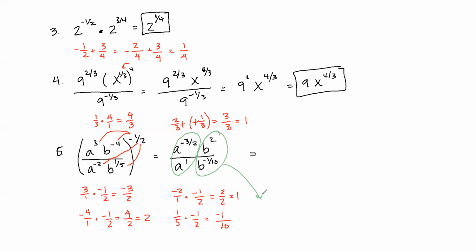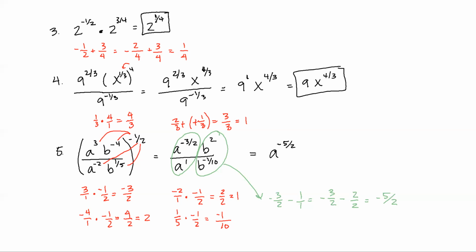So remember, top minus bottom, so negative 3 over 2 minus 1 over 1. So let's get a common denominator. We'll make it a 2. So negative 3 over 2 minus 2 over 2. Negative 3 minus 2 is negative 5 over 2. That's all we can do there. So that's our A's. So we're going to have A to the negative 5 over 2. And that's up on top. Our denominator for the A's is gone.